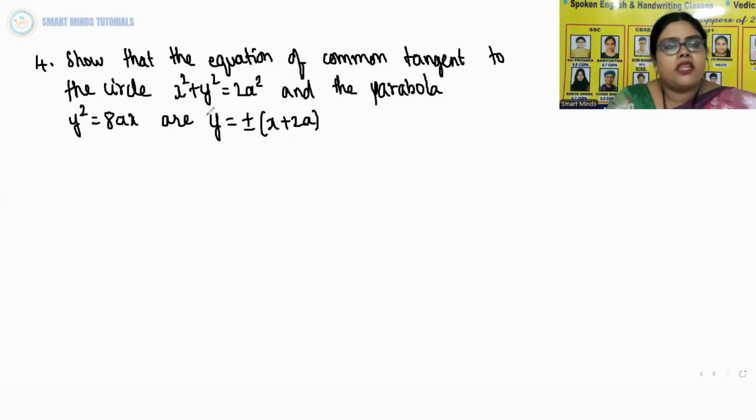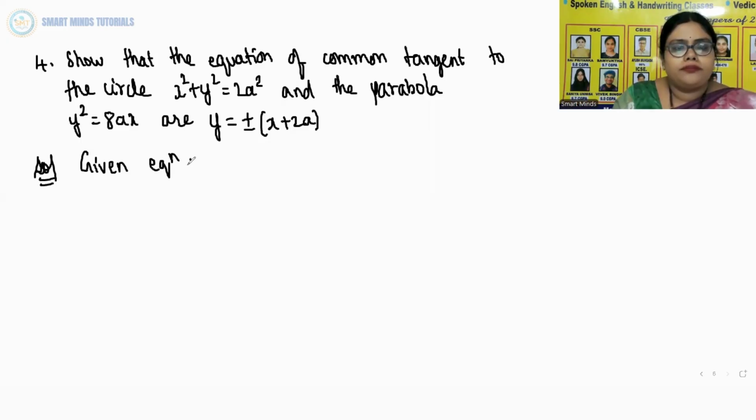Now take the next LAQ. Show that the equation of common tangent to the circle x square plus y square equals 2a square and the parabola y square equals 8ax are y equals plus or minus x plus 2a. So first let us write down the given equation of the parabola.